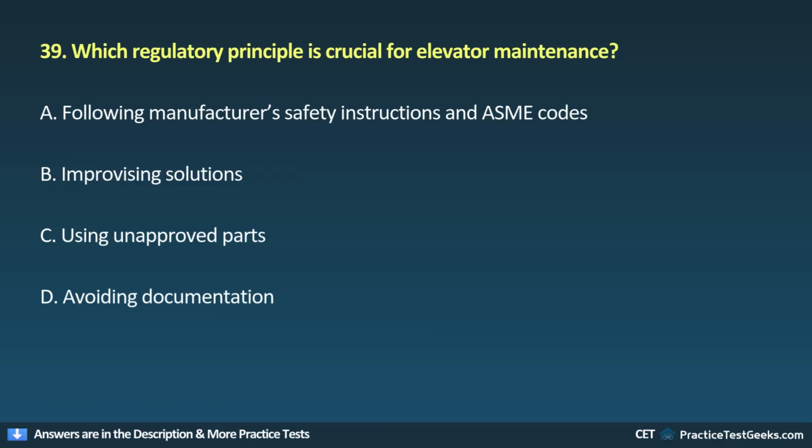39. Which regulatory principle is crucial for elevator maintenance? A. Following manufacturer's safety instructions and ASME codes. B. Improvising solutions. C. Using unapproved parts. D. Avoiding documentation.